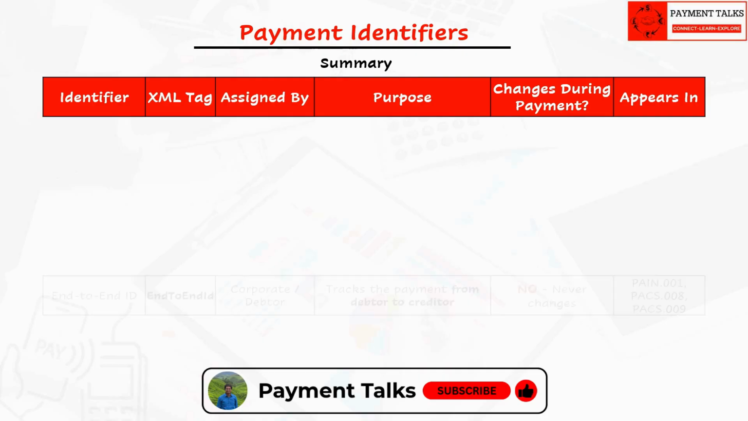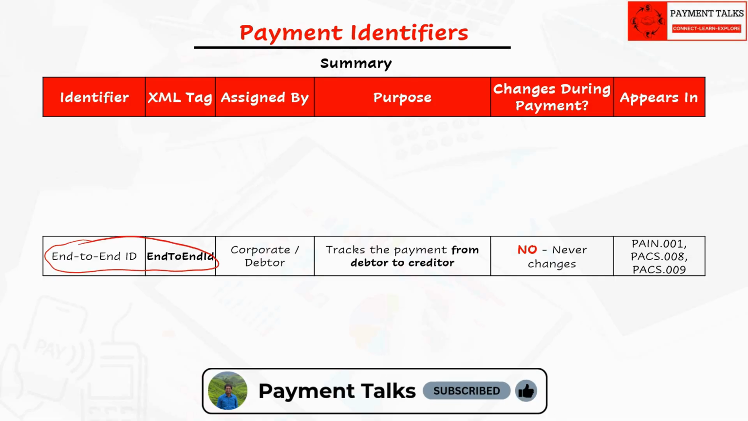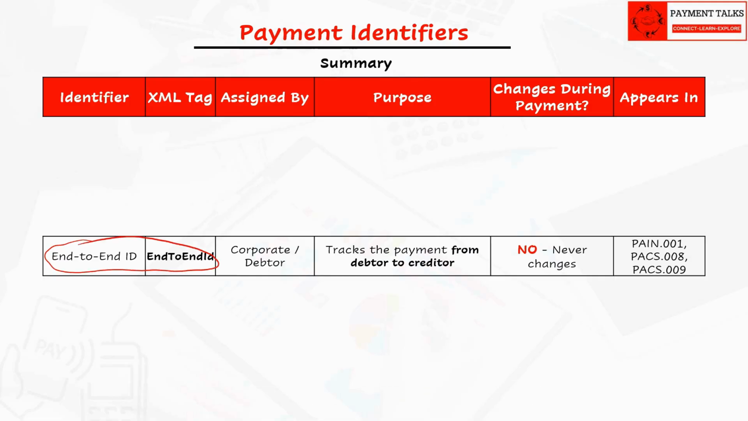The next identifier is end-to-end identification. What is it? The corporate tracking reference for the payment. A single value assigned at the point of initiation that must travel unchanged from the debtor all the way to the final creditor. Who creates it? The corporate or debtor, assigned in the PAIN.001 at the point of initiation. Where does it appear? In the transaction level blocks of PAIN.001, PACS.008 and PACS.009. It is the only identifier that appears in all three message types and remains constant across all of them.